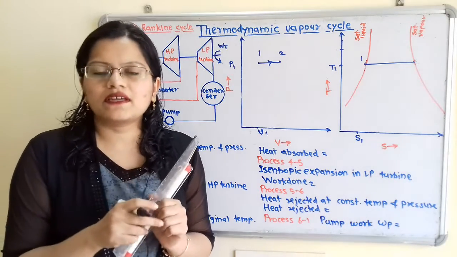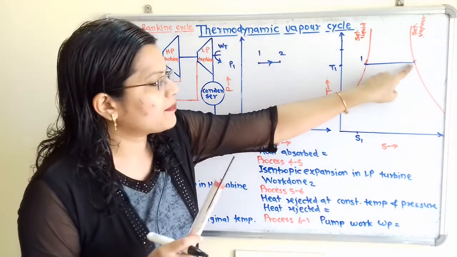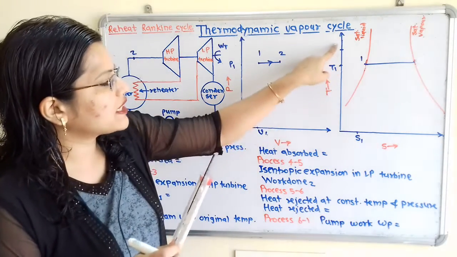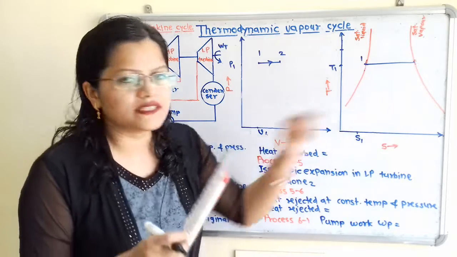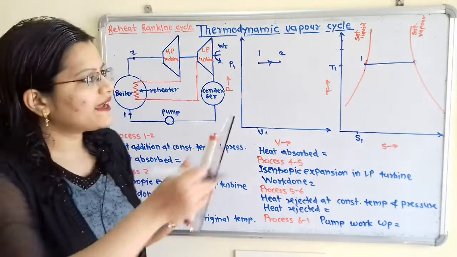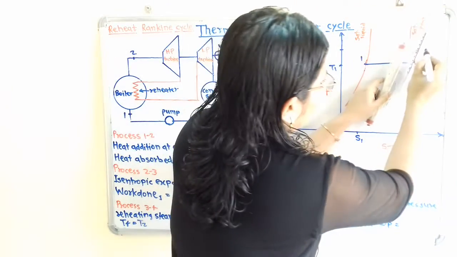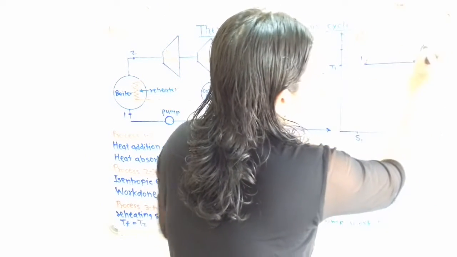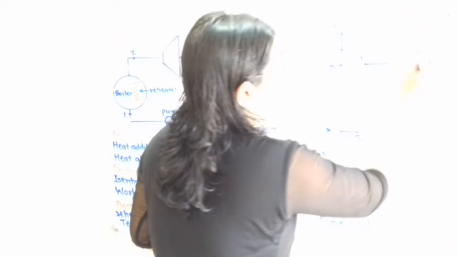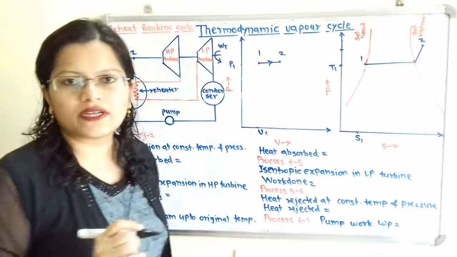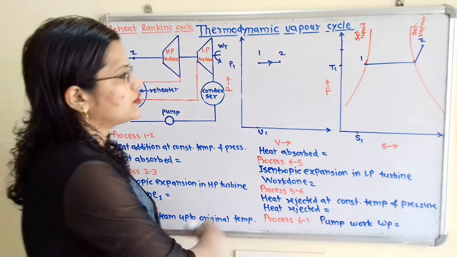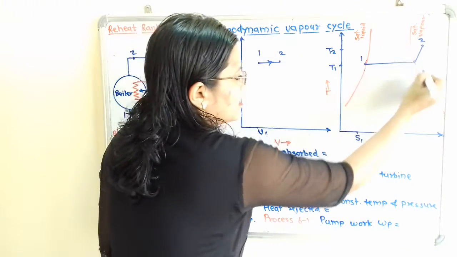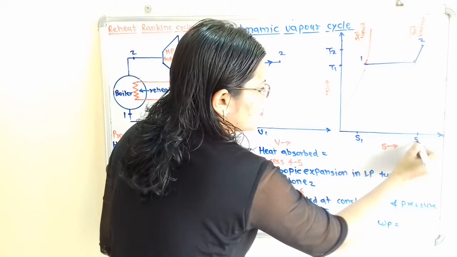So what is happening? After dry saturated vapor, if we continue to add heat, then its temperature is getting increased as well as entropy is also getting increased. So we have to show here an increase in temperature as well as an increase in entropy. So here will be point 2. This point 2 is nothing but the superheated steam. So I will show here T2. T2 is for superheated steam and here is the entropy S2.